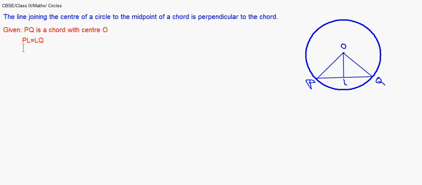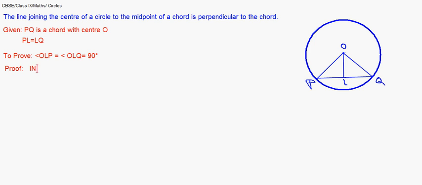What do we have to prove? To prove, we write angle OLP is equal to angle OLQ. They are both 90 degrees. Only then OL becomes perpendicular to PQ. Let's take up the proof.